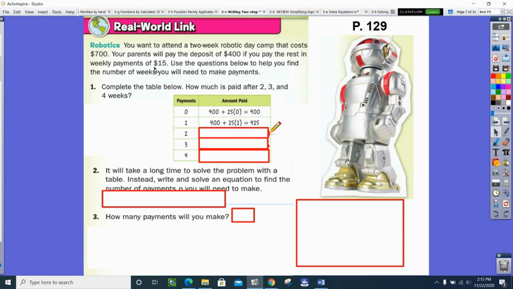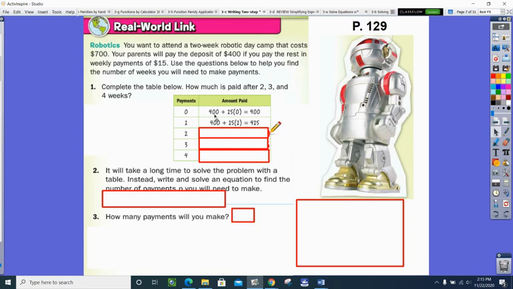So every week you're going to give your parents $15. So you're going to be babysitting, or you're going to be doing something to earn that money to be able to pay your parents every week. You're going to use the questions below to help you find the number of weeks you will need to make payments. So we're going to complete the table below.